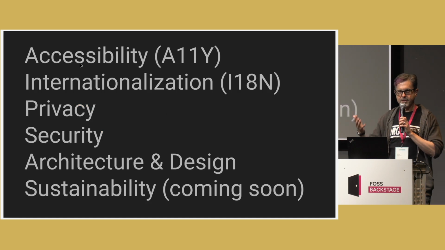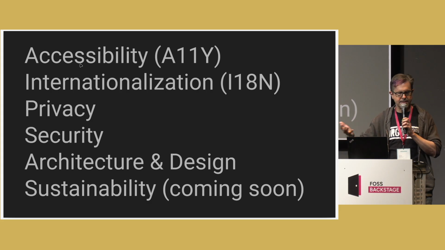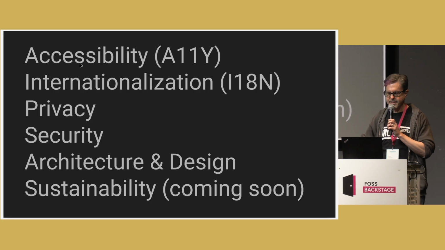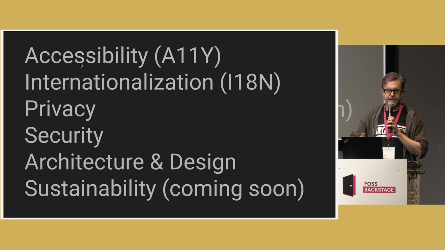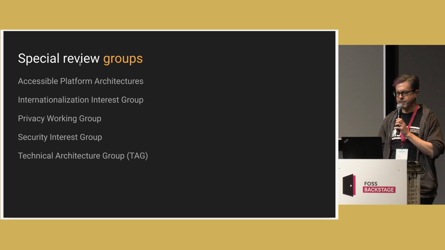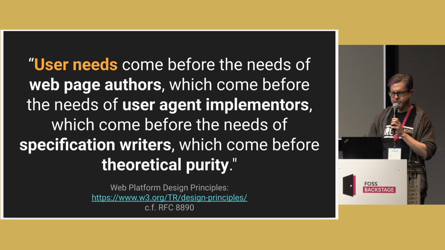One of the things that we do in W3C whenever a spec is going through the process is we review it for various things like accessibility, internationalization, privacy, security, architecture and design, and also sustainability. This is part of a culture of wide review that's intended to make sure that whatever goes through W3C, the World Wide Web Consortium, is also beneficial to society in the larger scheme of things. So we have special review groups like Accessible Platform Architectures, Internationalization, Privacy Working Group, Security Interest Group, and Technical Architecture Group.